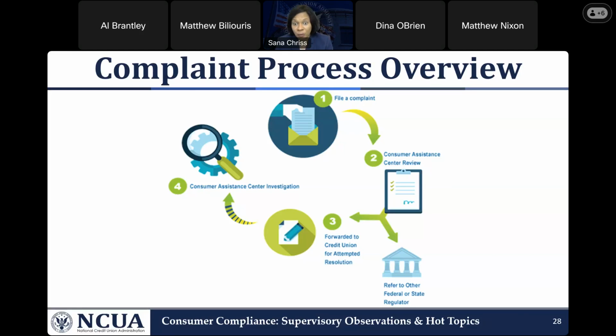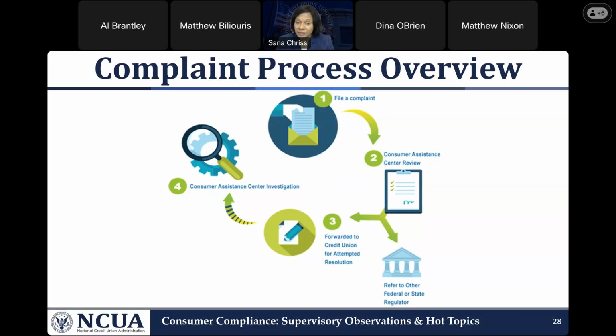Therefore, it's really important that credit unions who do receive complaints from us and choose to go through the attempted resolution process of phase 1 correspond with the Consumer Assistance Center and the consumer to inform us whether or not the complaint has been resolved. If we receive no correspondence from the credit union, we may go into a phase 2 full investigation.